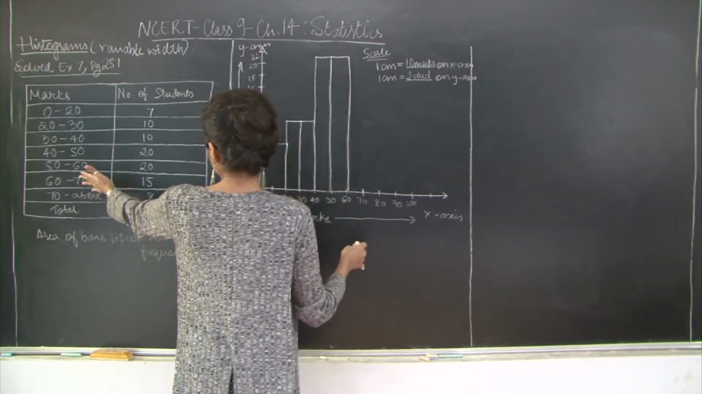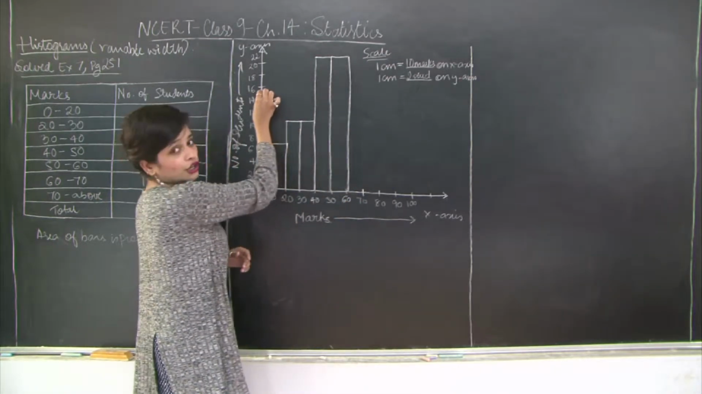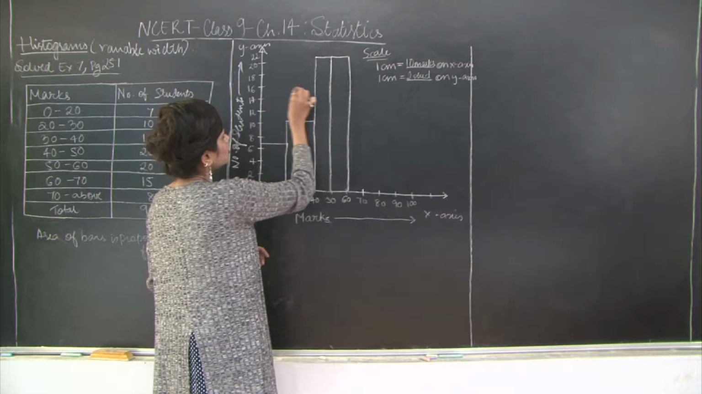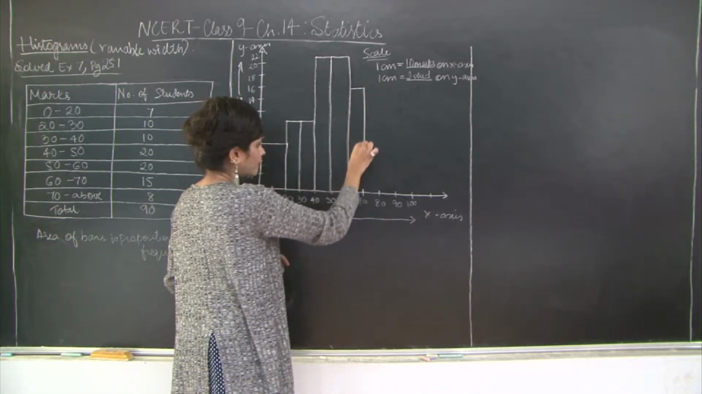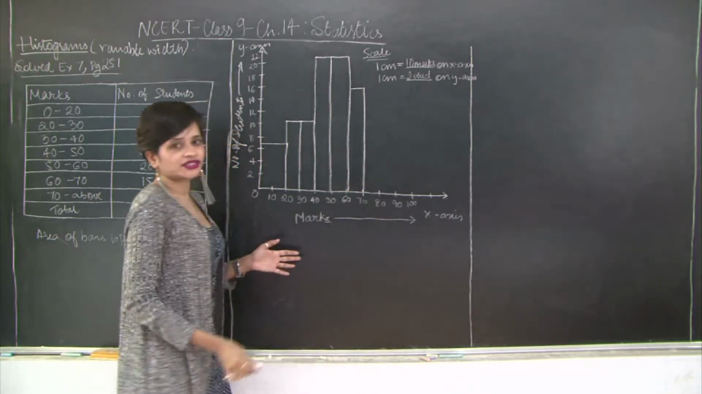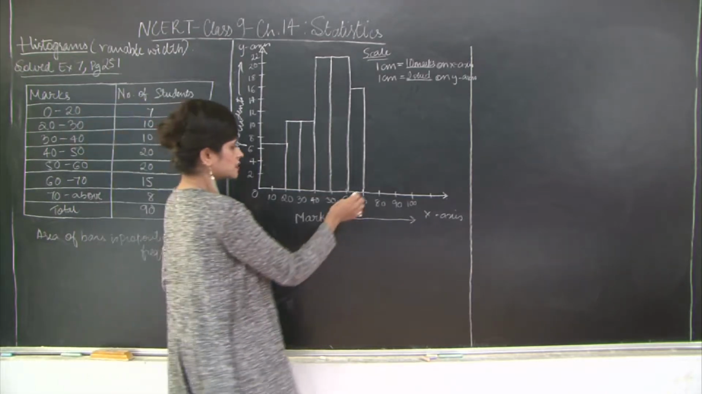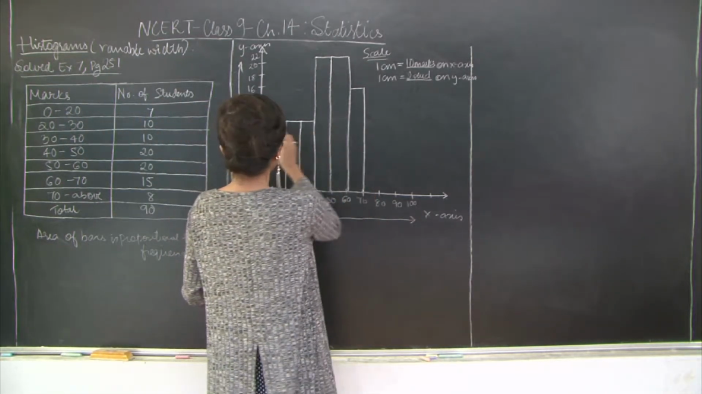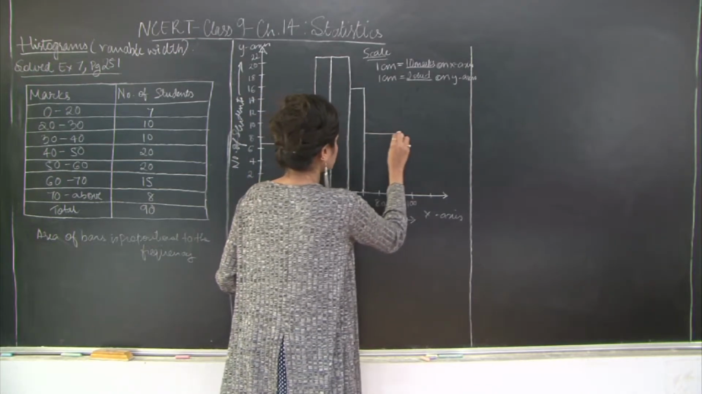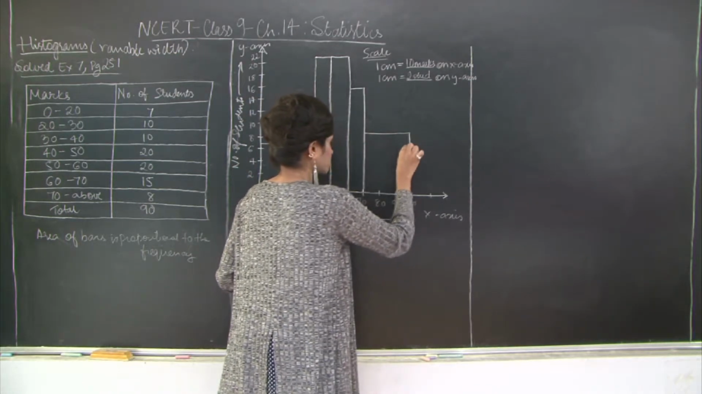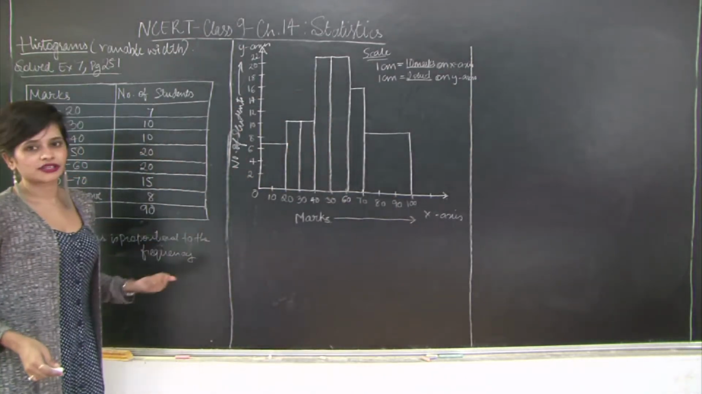Then you have 60 to 70, 15 students. So 15 students will be between 14 and 16. And finally we have 70 and above. We are taking until 100. This is how many students? 8 students. So let's check. You have 8 students. So this is your histogram for the given data.